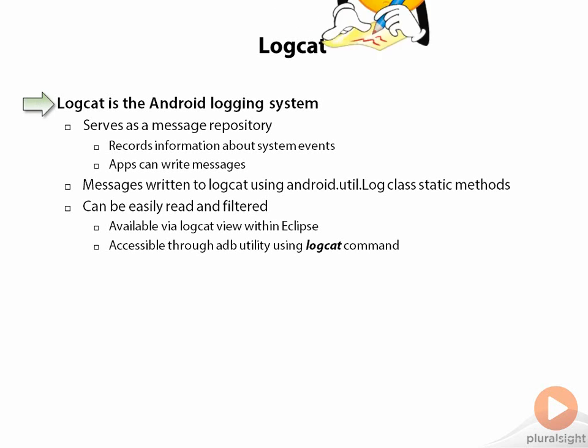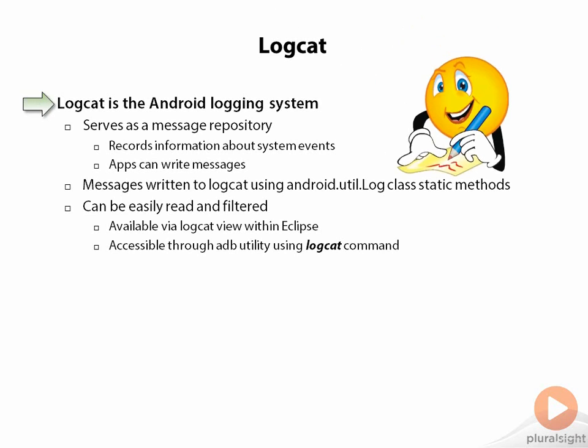Now, as I mentioned, Logcat is the Android logging system. Right? It serves basically as a message repository. It records all kinds of information about what's going on with your system, and allows applications to write messages out there, but it does it in a very structured and useful way.